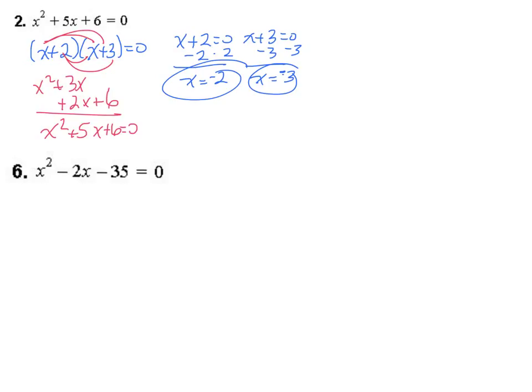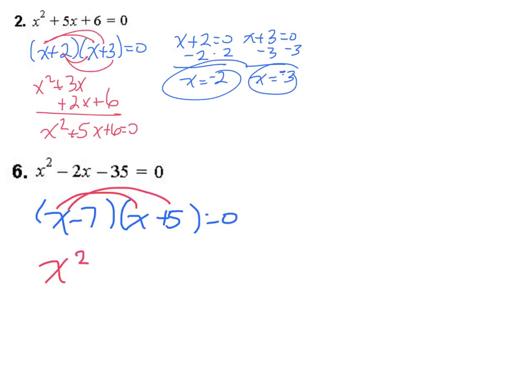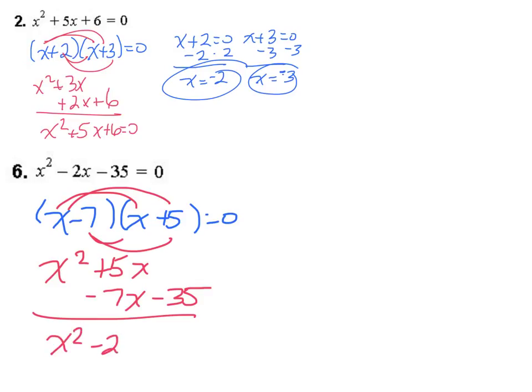When we go to factor this next one, we're looking for factors of negative 35 that give us a sum of negative 2. So it's going to be negative 7 and positive 5. And again, I'm going to check by distributing. So x squared plus 5x minus 7x minus 35. Combine my like terms. Yep, sure enough it works. Now you'd probably usually just do that in your head, but I thought I'd show you.